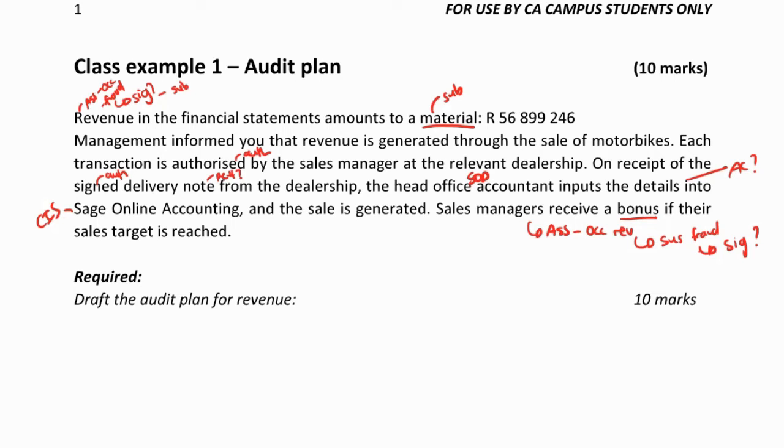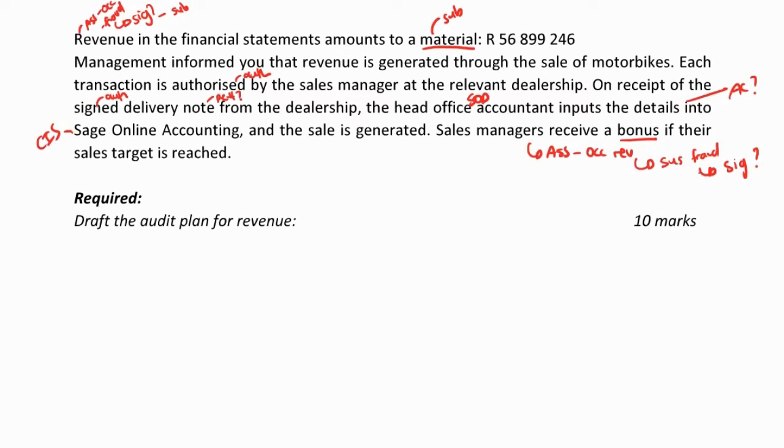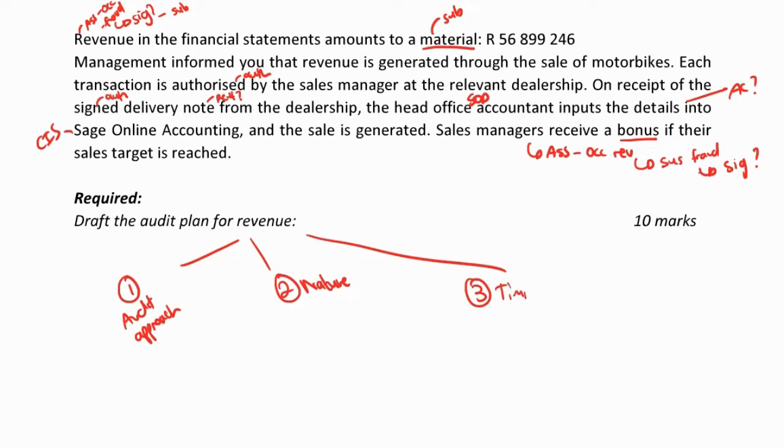Required. Draft the audit plan for revenue for 10 marks. So I've got to draft the audit plan, which means I know I need to follow my 4 steps. What is the audit's approach? What is the nature based on that approach? What is the timing of my procedures and the extent of my procedures? I don't have heaps of information, but I can go about.